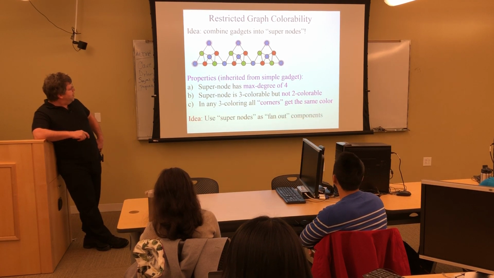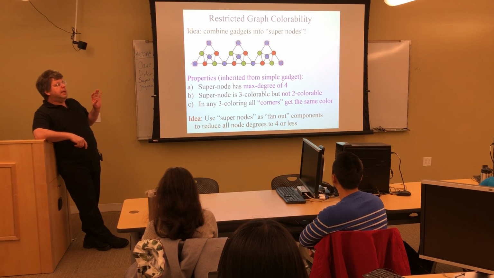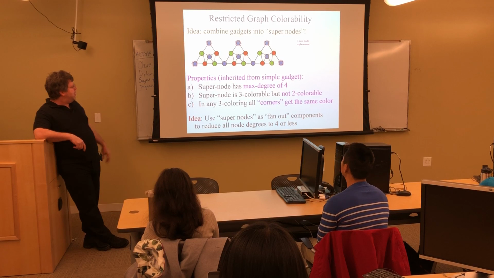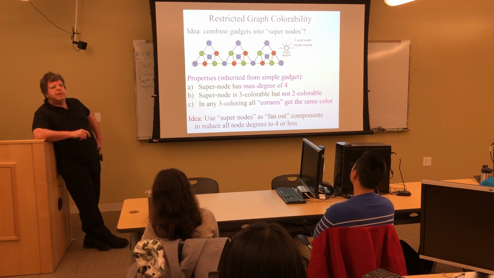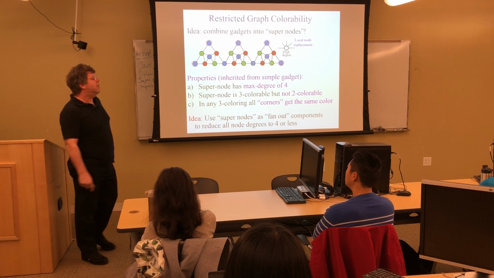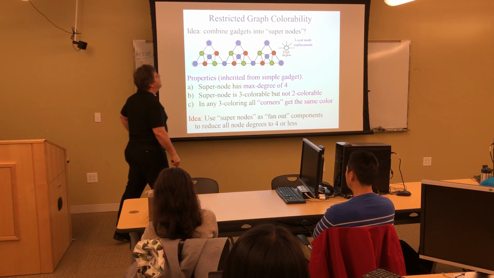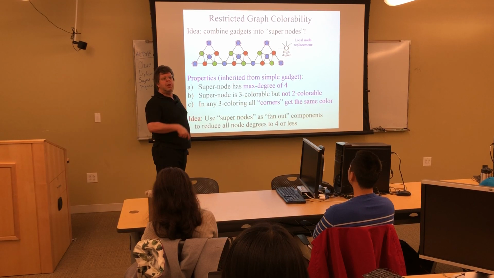Okay, so we're going to use these super nodes or super gadgets as fan-out components to reduce high degree nodes into low degree nodes and still maintain the colorability of the resulting graph after these substitutions. Let me show you how that might work. So here, let's say the graph has a high degree node somewhere, degree 5. By high, I mean higher than 4, because we're trying to show max degree 4 graphs are NP-complete with respect to colorability. So I'm going to locally replace high degree nodes with lower degree nodes.